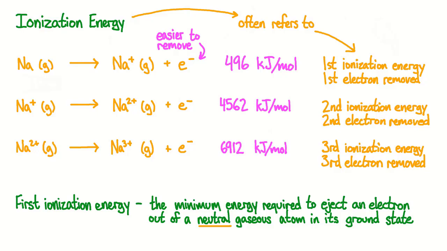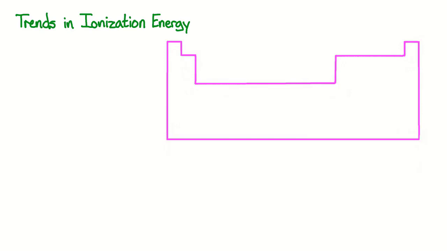For example, we might say the ionization energy of sodium is 496 kilojoules per mole. Now that we've learned about ionization energies, let's take a look at the periodic table to compare the ionization energies of various elements. Different elements will have different ionization energies. We can look at the periodic table to find some trends in ionization energy.